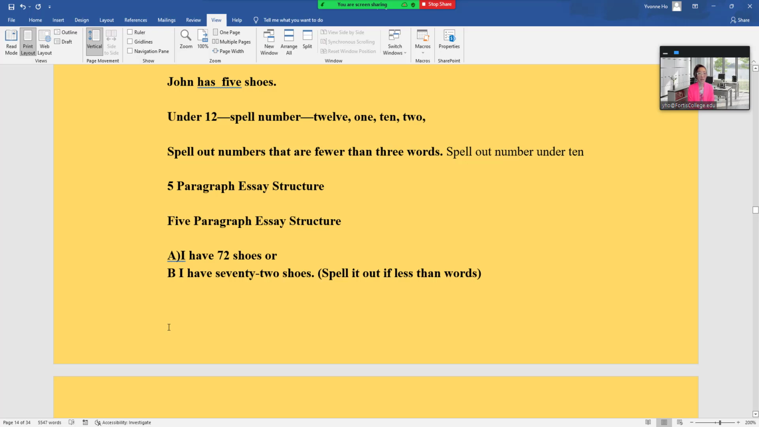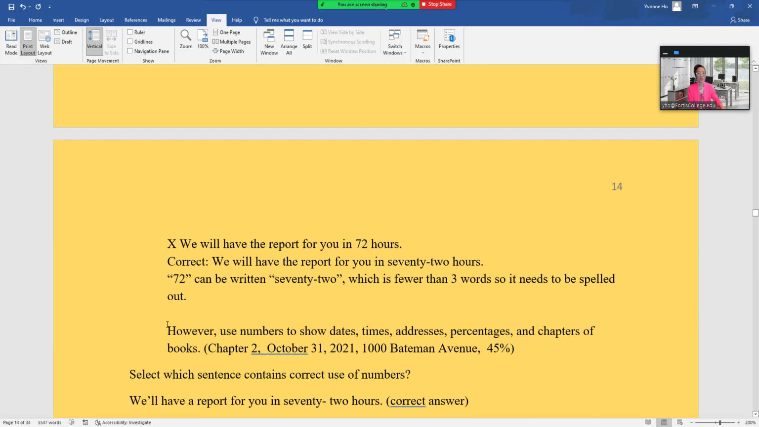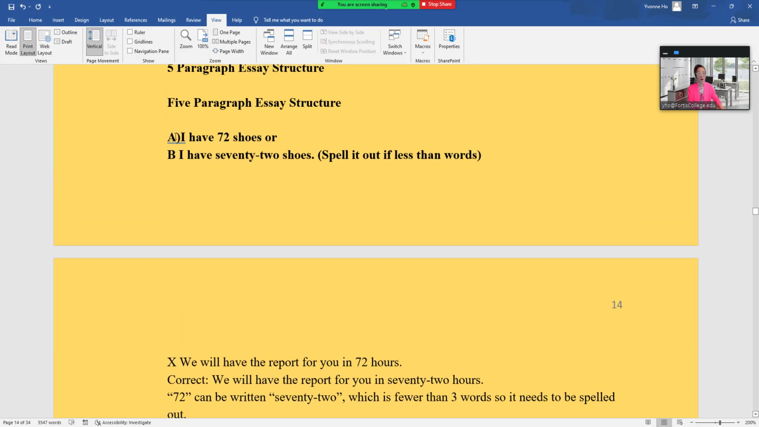So spell out the numbers that are fewer than 3 words. Oh, okay, 3 words. But anyway, I have 72 shoes. I have 72 shoes. Which one is correct? And since it has less than 3 words, I have 72 shoes, then the second one is correct, because you have 2 of them. It's less than 3 words, so therefore B is correct.